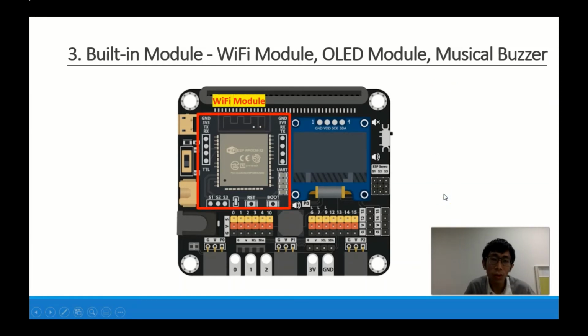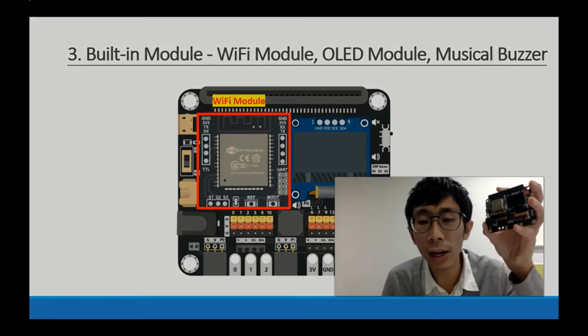Built-in module. What actually is the main thing on the IoT board? I want to tell you that the main and core thing for the IoT board is the Wi-Fi module. You can notice that there is a Wi-Fi module here. It allows us to connect to Wi-Fi. It is the main thing. You can actually take this out. Why can you take this out? Because if it has a problem, you can change it.